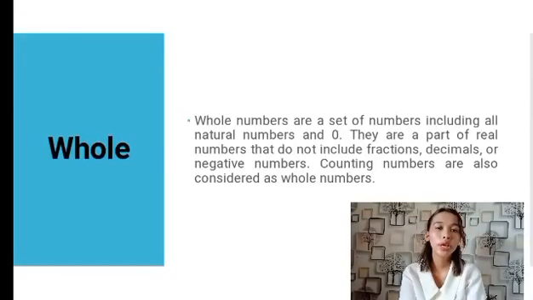Question number 6. Blank numbers consist of the number 0 and all the counting numbers. The answer is whole. Whole numbers are a set of numbers including all natural numbers and 0. They are a part of real numbers that do not include fractions, decimals, or negative numbers. Counting numbers are also considered as whole numbers.